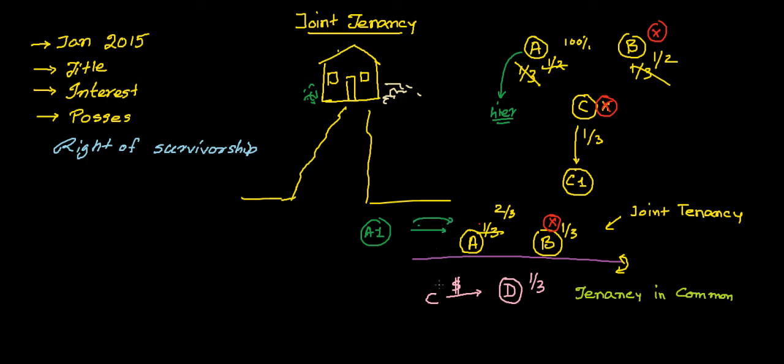Whereas D will always have an heir, D1, because this is a tenancy in common, which by definition can have heirs. So this is how joint tenancy works in New Jersey.